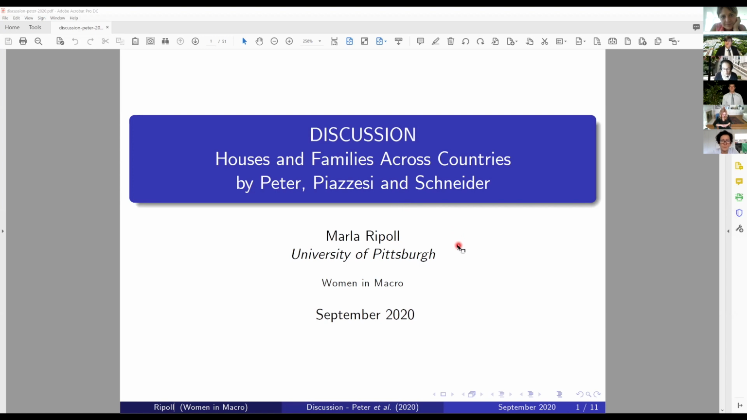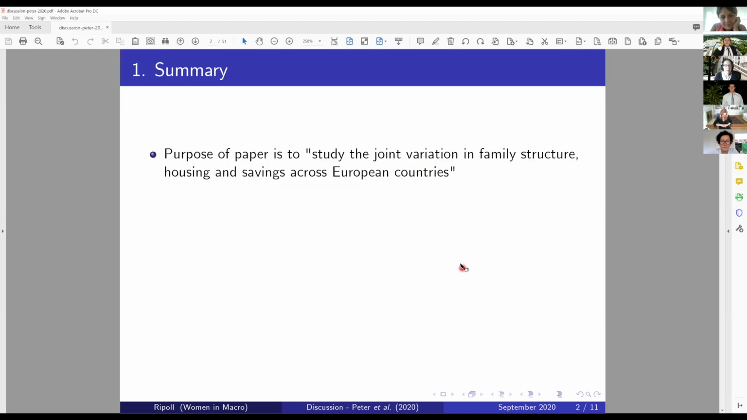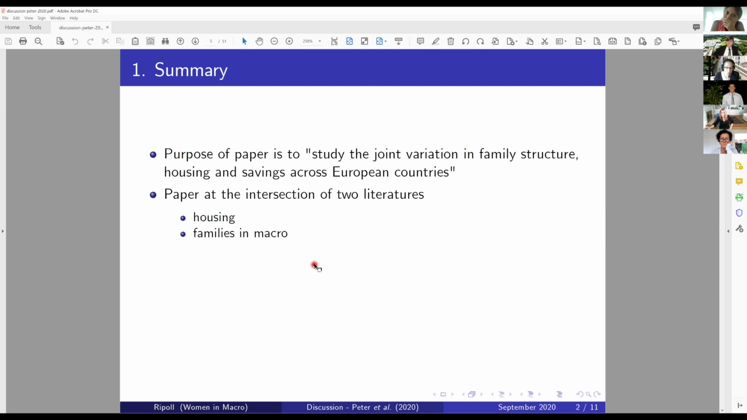Let me start first with just a summary of what this paper does. So this paper studies the joint variation of family structure, housing, and savings across European countries. This paper is basically at the intersection of two very interesting literatures, housing and families in macro. That's the way I see it. And both of these literatures are relatively new, and have gotten a lot of traction in macro in the last couple of decades. So it's an exciting paper trying to pick elements from both of these literatures in trying to address this variation in ownership across European countries.